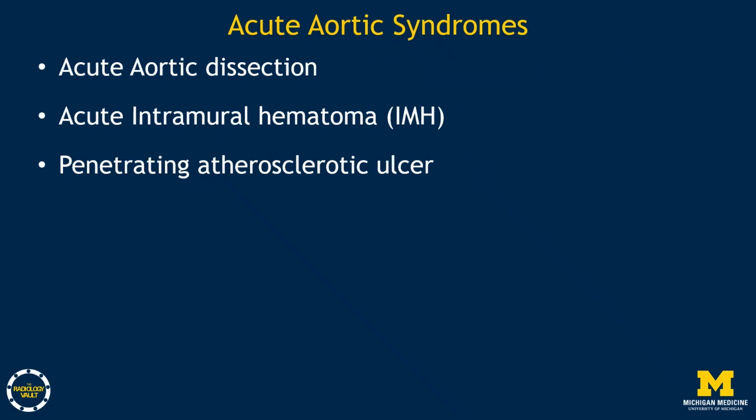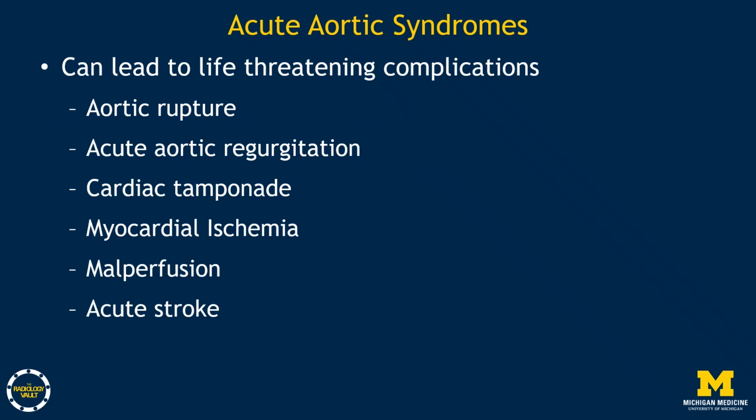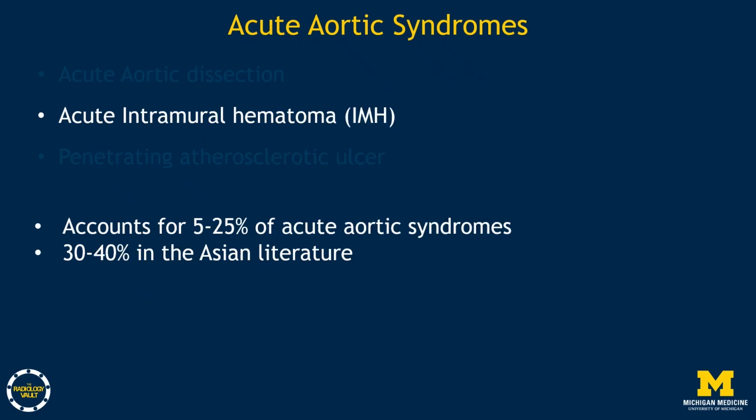Acute aortic syndromes include acute aortic dissection, acute intramural hematoma, and penetrating atherosclerotic ulcers. All these entities share similar pathogenesis, clinical presentation, and imaging protocols. And they can lead to life-threatening complications such as aortic rupture, acute aortic regurgitation, cardiac tamponade, myocardial ischemia, malperfusion, and acute stroke.